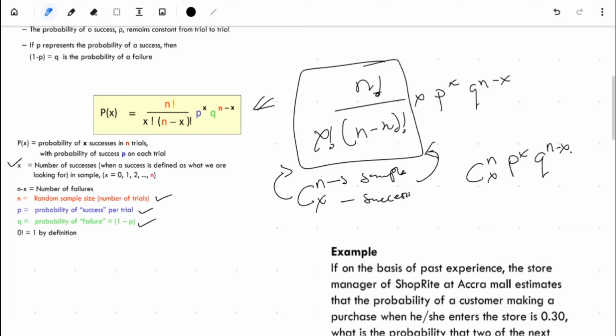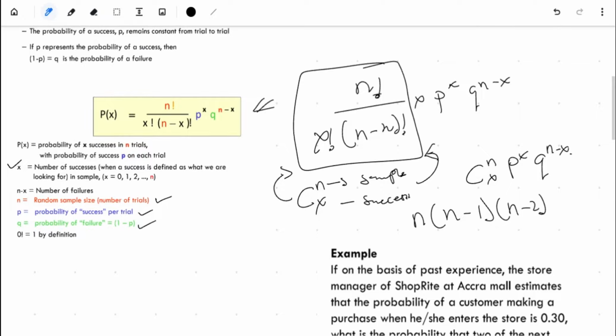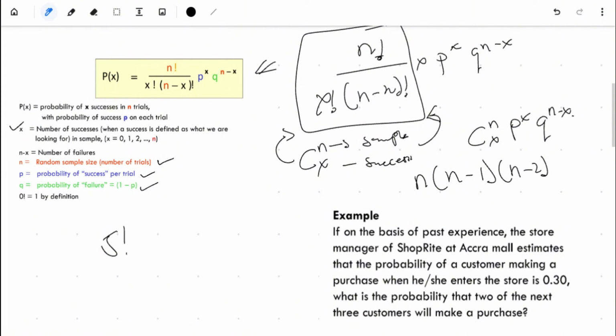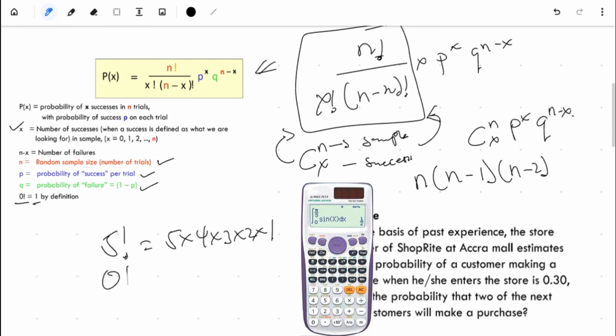So, whatever they want us to find, right? And then when we say n factorial, it means n times n minus 1, n minus 2, and so on. So assuming we have, let me say, 5 factorial, right? 5 factorial simply means 5 times 4 times 3 times 2 times 1. And then they're saying 0 factorial is equal to 1. So when you punch 0 factorial on your calculator, you're going to get 1.